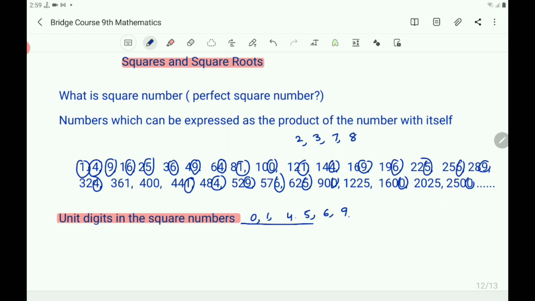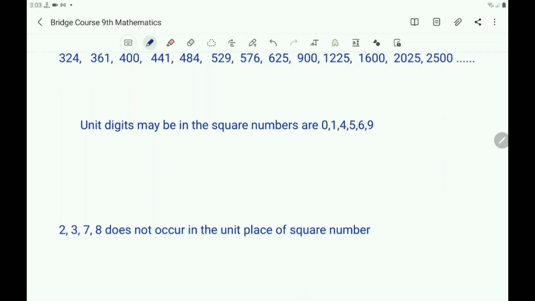0, 1, 4, 5, 6, 9 occur in the unit digit, but the numbers that do not occur in the unit place of a square number are 2, 3, 7, 8. So you note that the unit digits in square numbers may be 0, 1, 4, 5, 6, 9. And 2, 3, 7, 8 do not occur in the unit place of a square number. It is an important thing you must note down.